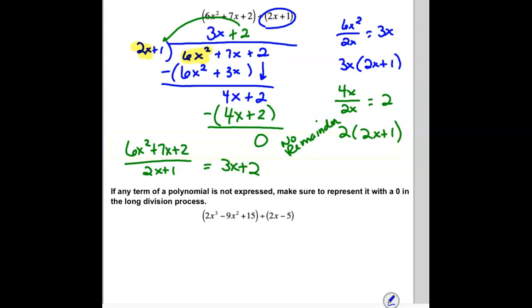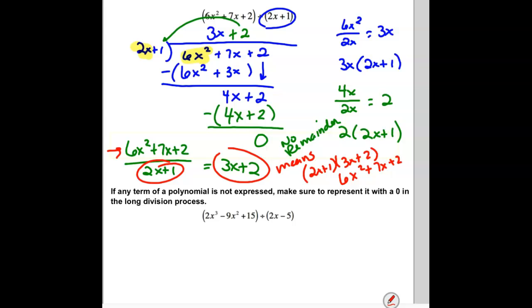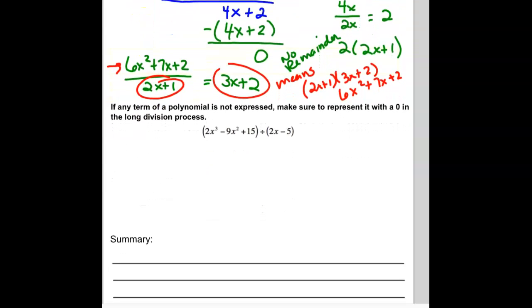One thing to remember is that this also means that if we multiplied this and this, we should get back to our original polynomial. So 2x plus 1 times 3x plus 2 should give us 6x squared plus 7x plus 2. If there's no remainder, it means it went in evenly. It is a factor of that expression.